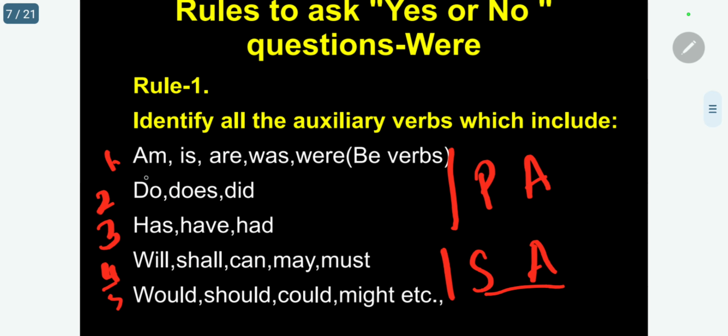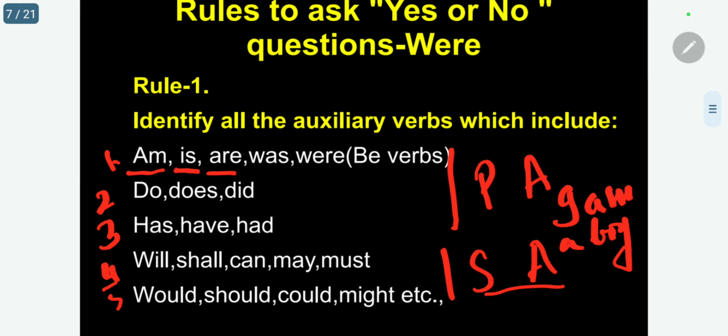Be verbs: am, is, are, present tense. Am is a characteristic applicable only for I. I am a boy. I am running. I am going. So am will come only for I, first person singular. No other noun or personal pronoun will use am.